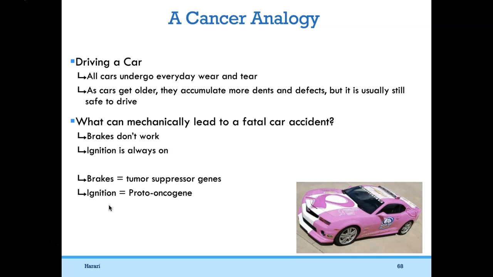So again, most of our DNA gets mutated and will either be fixed or taken care of by the immune system, or it won't be in an important gene, so the cell can live with it. But if we have a mutation in tumor suppressor genes or proto-oncogenes, then we can lead to uncontrolled cell growth, which is what cancer is all about.